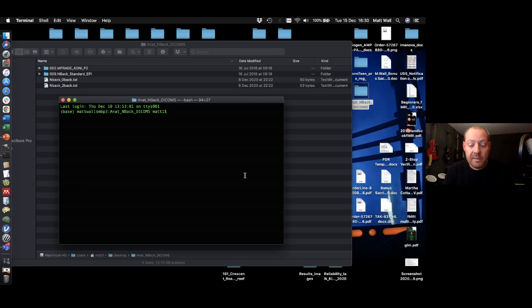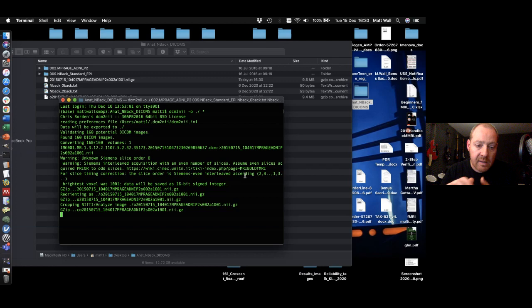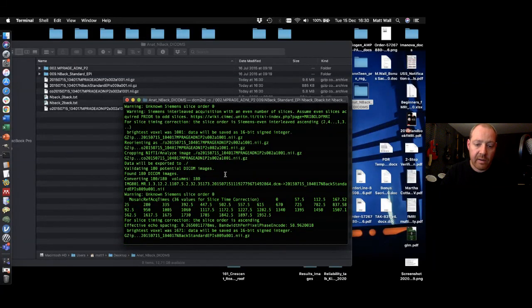So the first thing I'm going to do with this data is transform it from the DICOM format to the NIFTI format, which I mentioned, and I'm going to do that through this DICOM to NIFTI tool. I'm just going to tell it to put it in the current directory and transform everything that it finds. Hopefully it will do both of them. Yes, it does. Doesn't take very long.